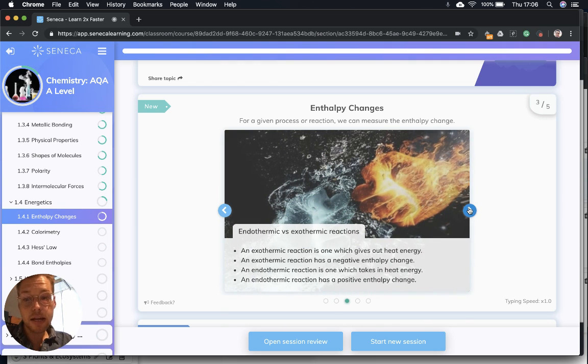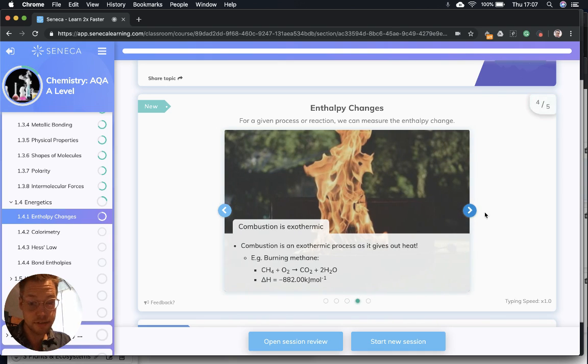Great. Next, we need to talk about endothermic versus exothermic reactions. An exothermic reaction is one that gives out heat energy and has a negative enthalpy change. So exothermic, negative. An endothermic reaction is one in which heat energy is taken in, and endothermic reactions have a positive energy change. A good example of an exothermic reaction is combustion, because combustion is an exothermic process and gives out loads of heat. So think of a fire, that's exothermic.